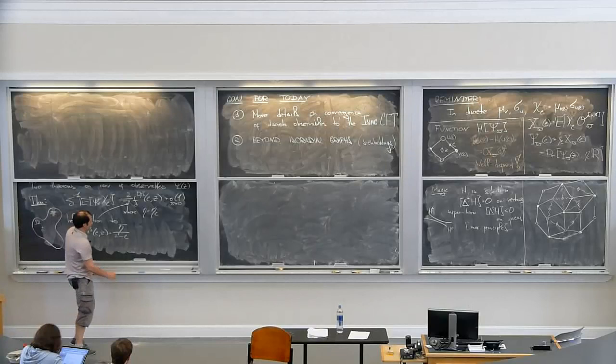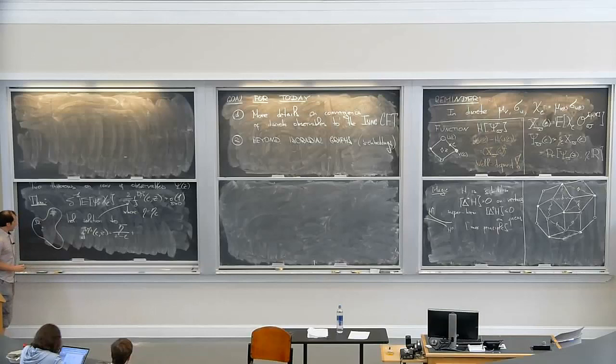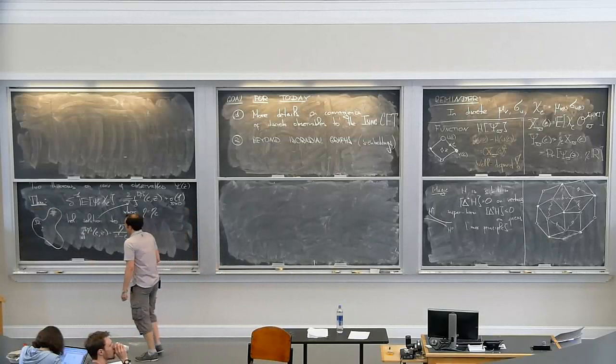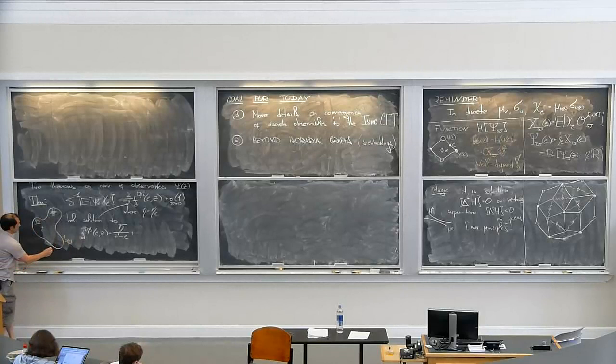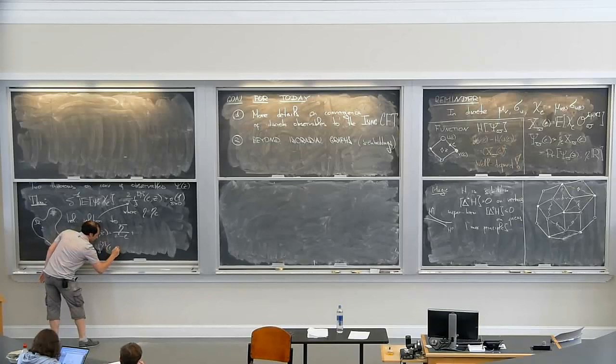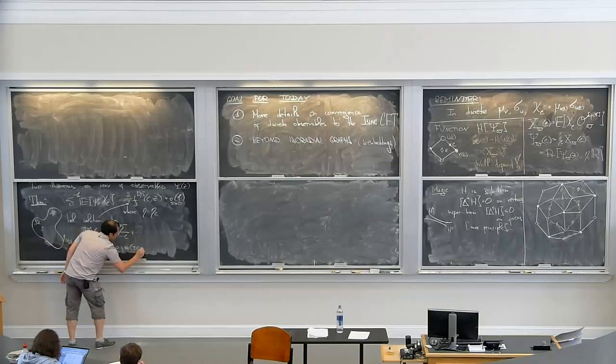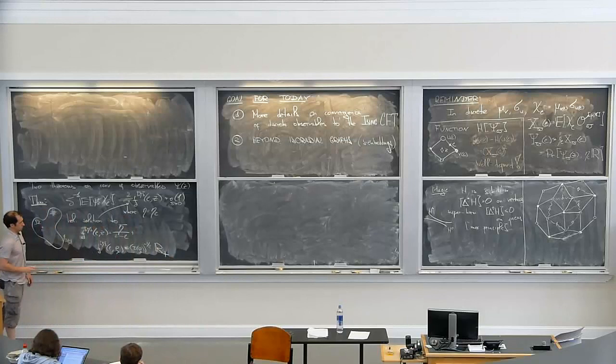And the boundary conditions are the ones I already mentioned last time. At each boundary point, if tau is a tangent vector, then f is a positive multiple of tau to the power minus 1/2. So a bit weird boundary condition.